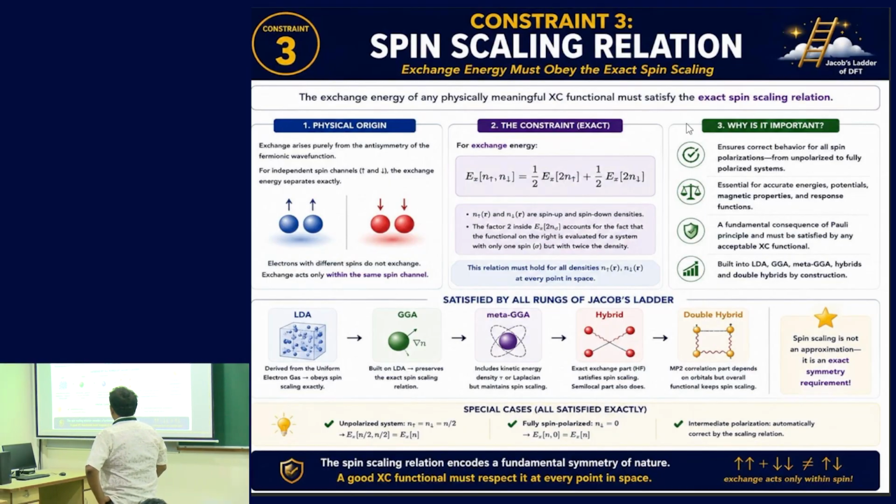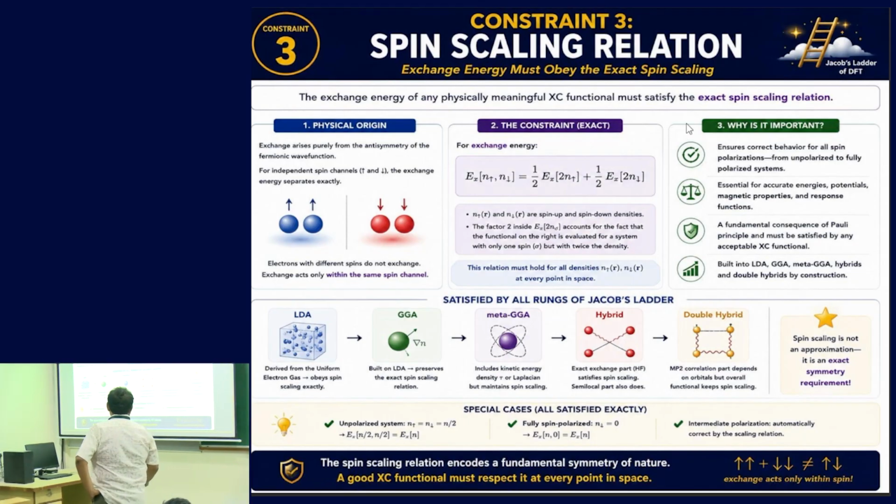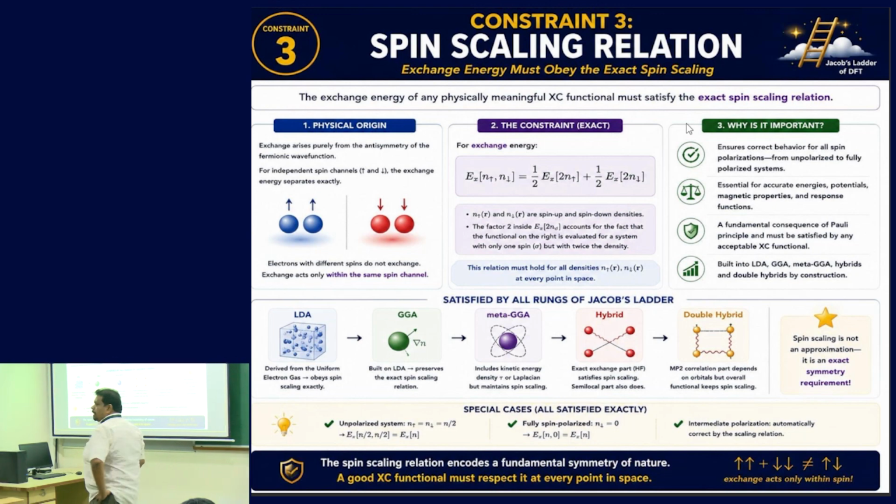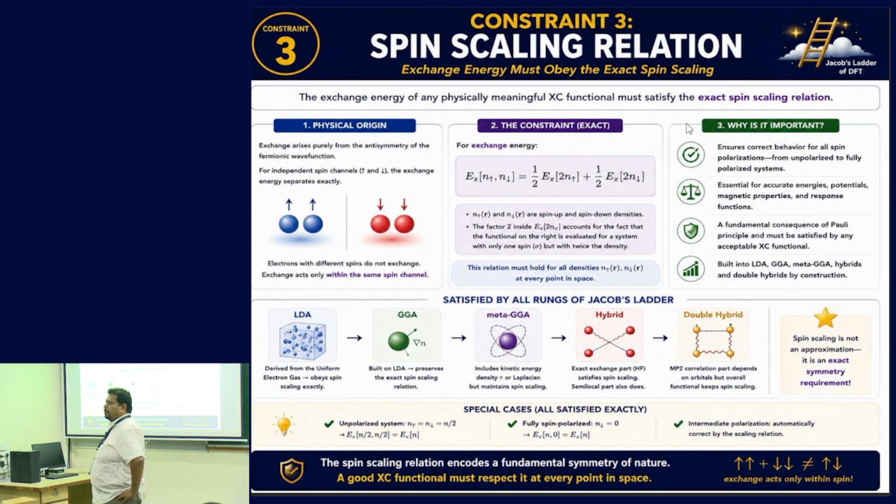The GGA and meta GGA also have the spin scaling relation remaining intact. It is satisfied by all rungs of Jacob's ladder. You satisfy rung 1, rung 2, rung 3, like this. All these are satisfied. So the spin scaling relation is fundamental in nature.